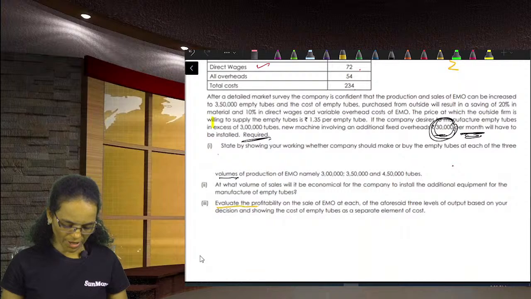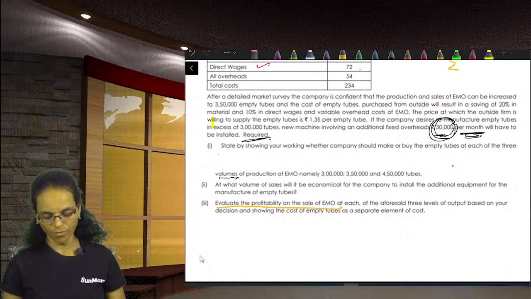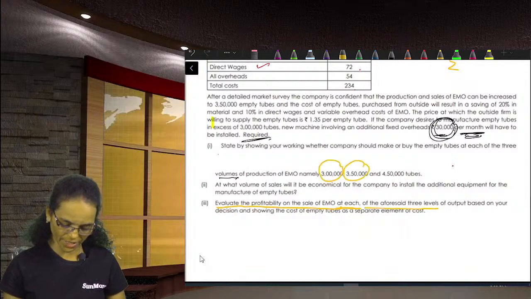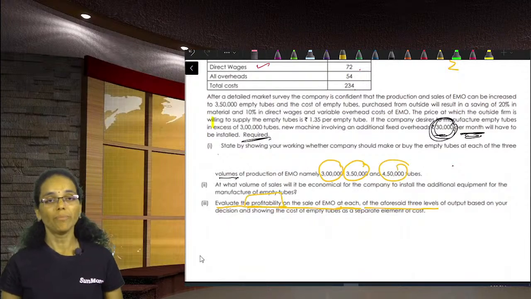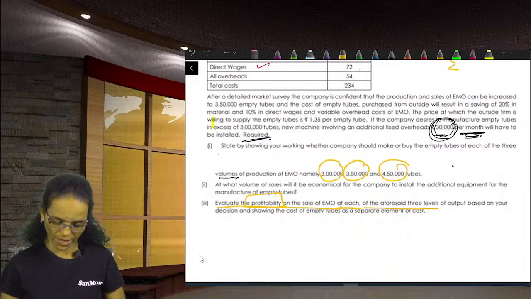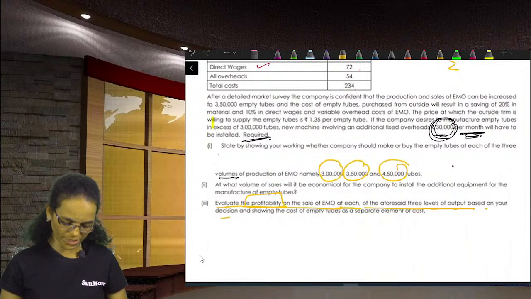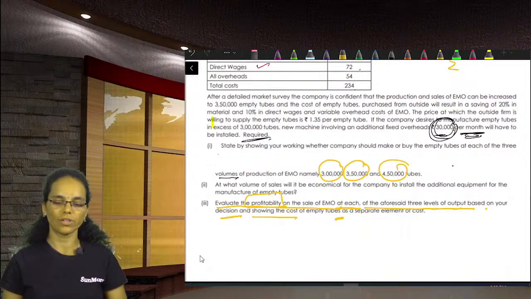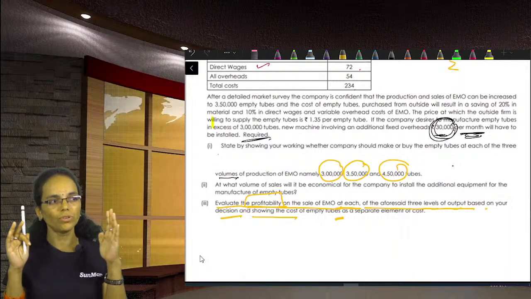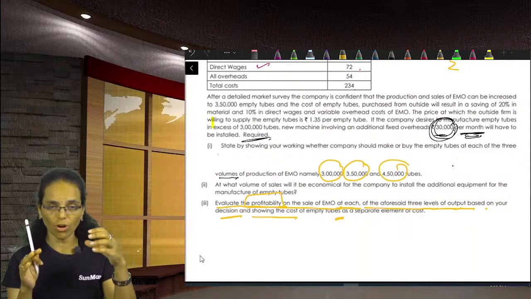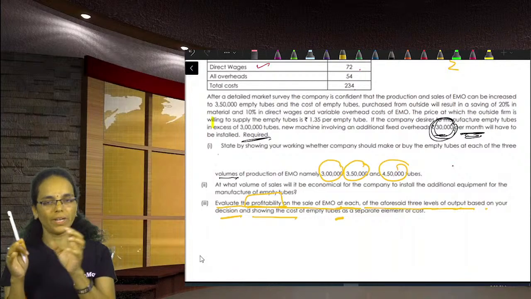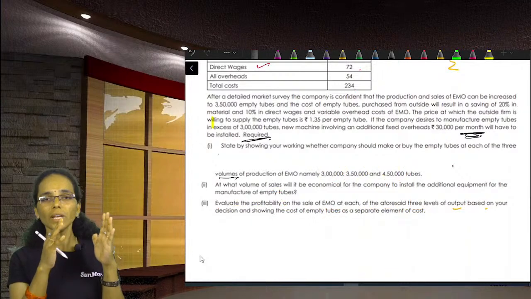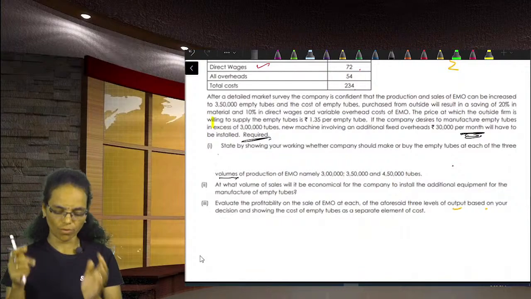Next, evaluate the profitability on the sale of EMO at each of the aforesaid 3 levels. At these 3 levels we need to evaluate the profitability, meaning in each level what profit we are going to derive based on your decision, showing the cost of empty tubes as a separate element of cost. So when you are calculating the total cost, don't put EMO cost and tube cost together, put them separately, meaning they are asking us to maintain separate cost details for the empty tube and for the EMO.